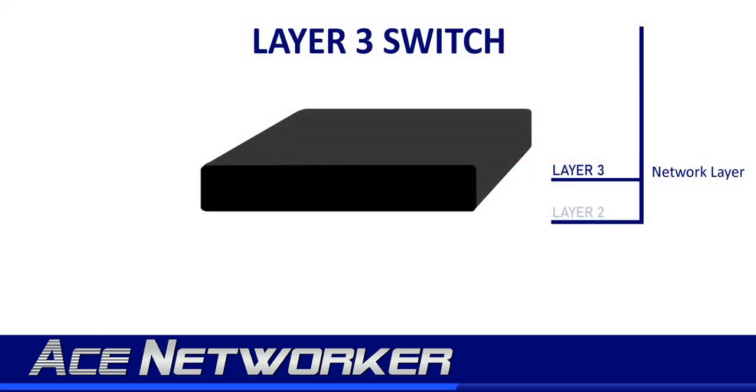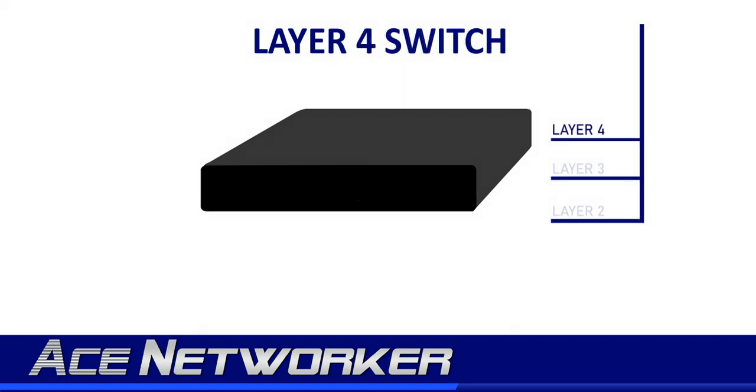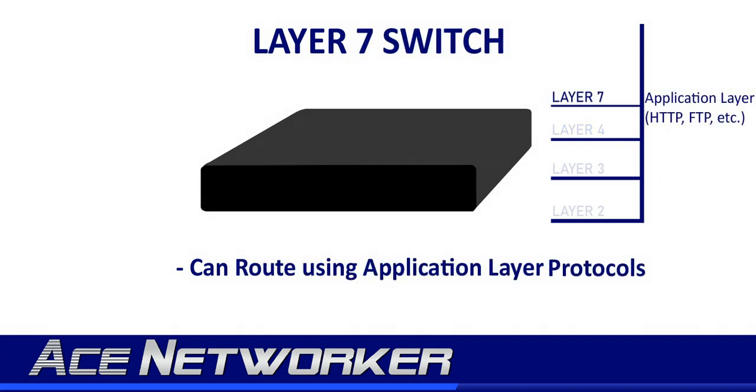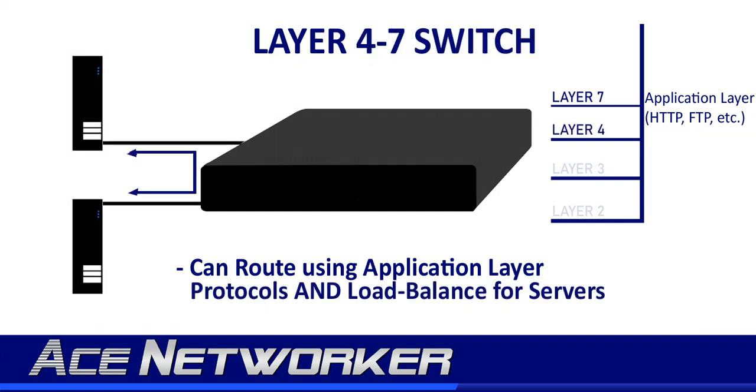But layer 3 switches aren't the only multi-layer switches on the market now. There are layer 4 switches, which can actually load balance by sending traffic to one or many servers that perform the same function for replication. And there's now actually a layer 7 switch that can read and route traffic based on layer 7 or the application layer traffic, things like FTP, HTTP, etc. Also, you'll see more of these on the market, but there's a layer 4 through 7 switch, sometimes they just call it a 4-7 switch, that can load balance between multiple servers and look at application layer data also.